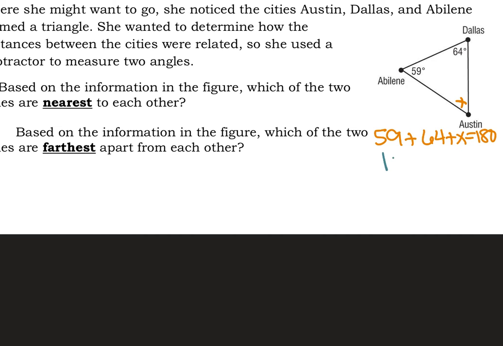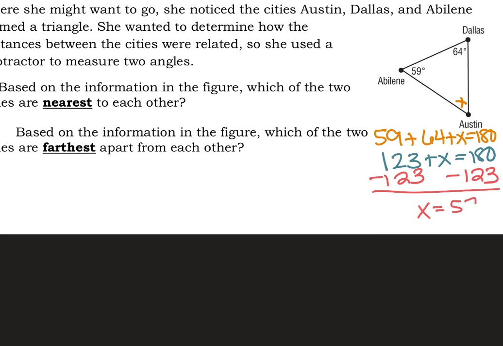123? Okay. All right, what should we do with the 123? Subtract it. And X is equal to 57. All right, so now we found the 57.